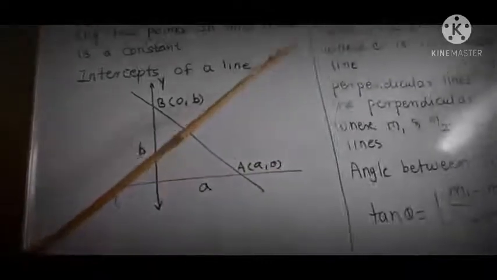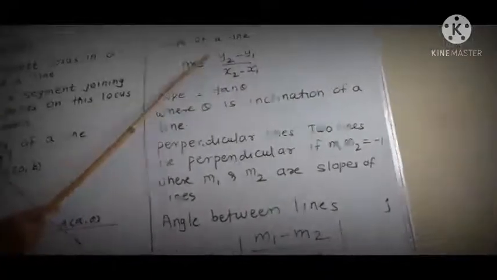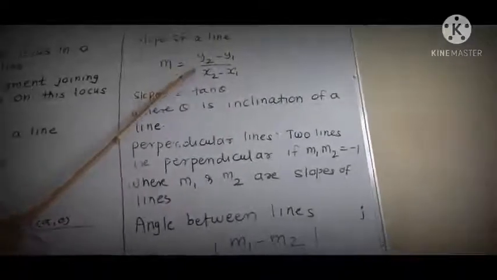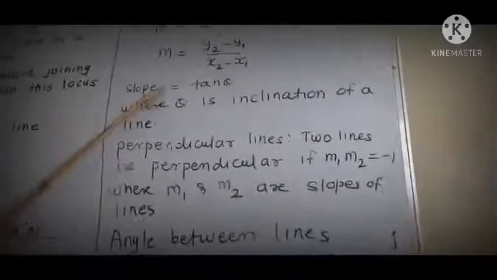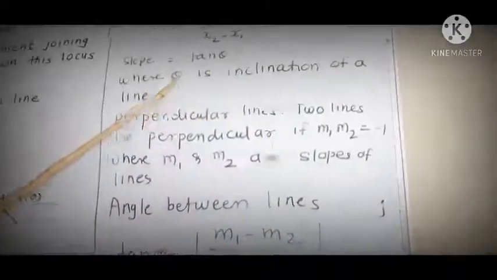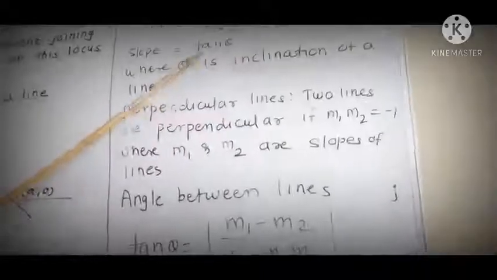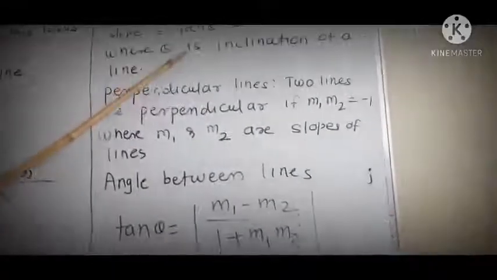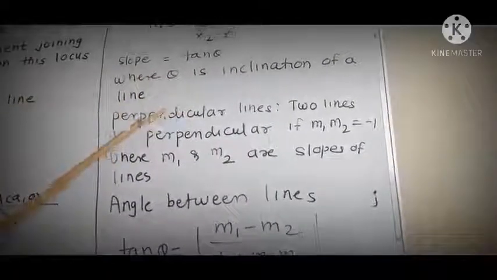Now, the slope of a line. We can find the slope of a line in two ways. If you are given points A (x1, y1) and B (x2, y2), then the slope is equal to (y2 minus y1) upon (x2 minus x1). Again, we can find the slope in another way. Slope is equal to tan theta, where theta is the inclination of the line. If you are given the inclination angle, then you can find the slope using tan theta. Suppose the inclination is 30 degrees, so m is equal to tan 30 degrees, 1 upon root 3, which is the slope of the respective line.